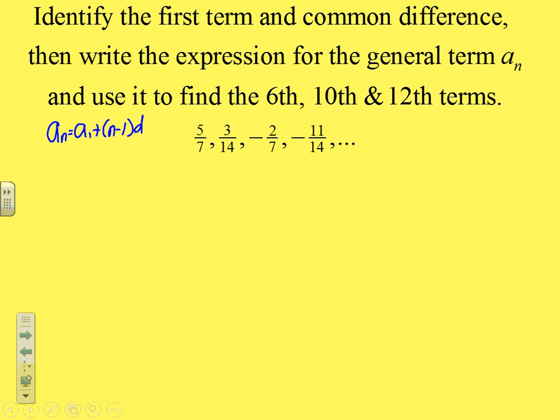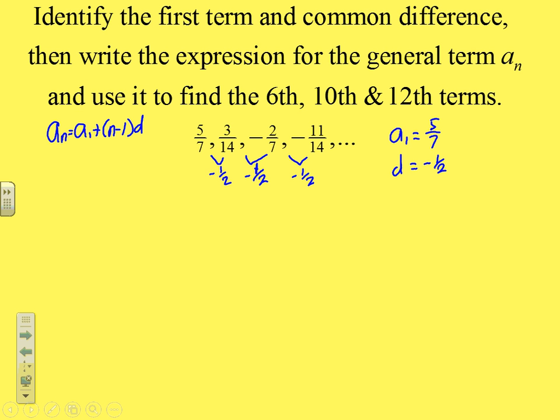Okay, so here, the first term is given to me to be 5 over 7. Now I have to figure out the common difference. So we subtract negative 11 over 14 minus negative 2 over 7, and you're going to get a negative 1/2. Subtract here, and we get a negative 1/2, and subtract here, and we get a negative 1/2. So the common difference is negative 1 over 2.